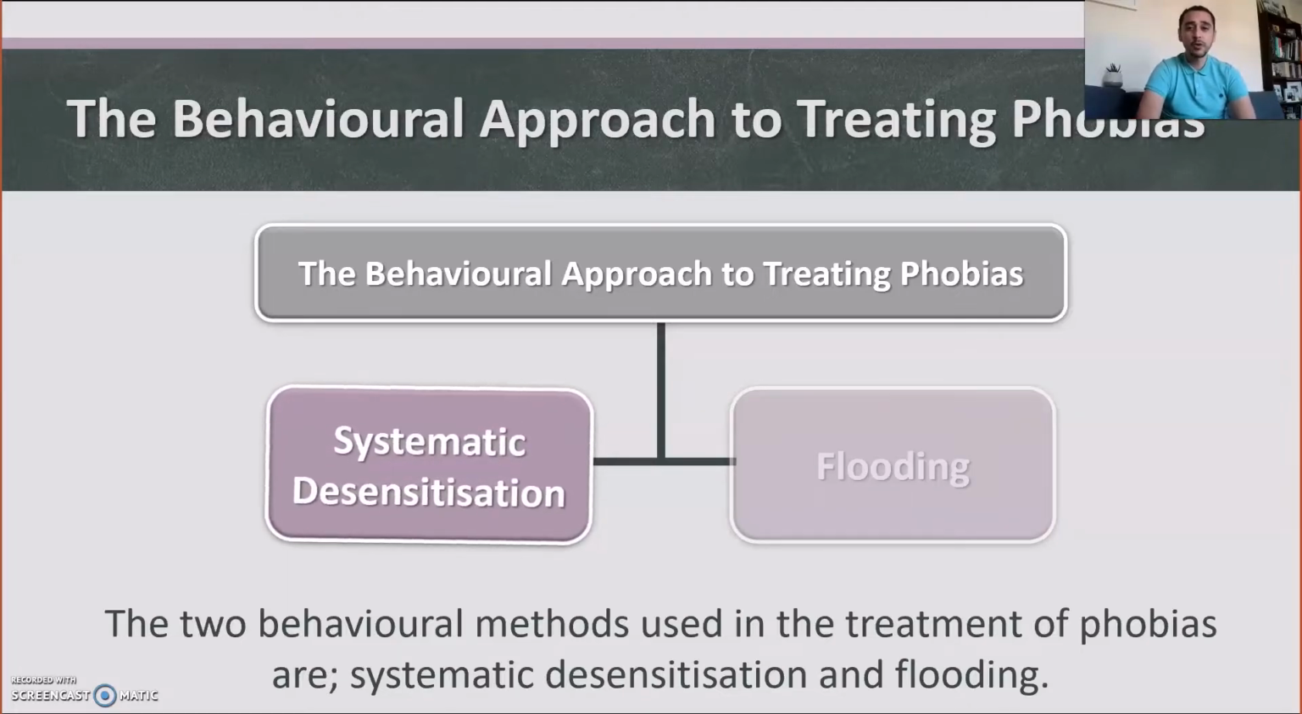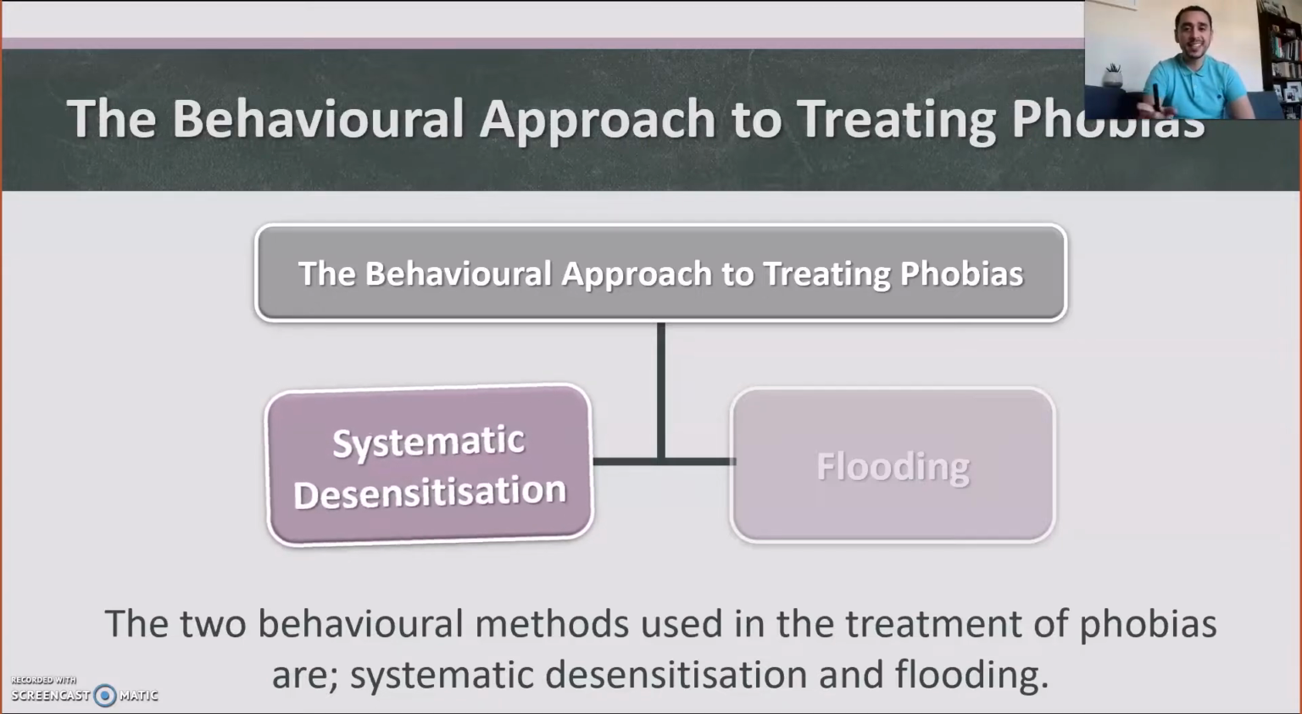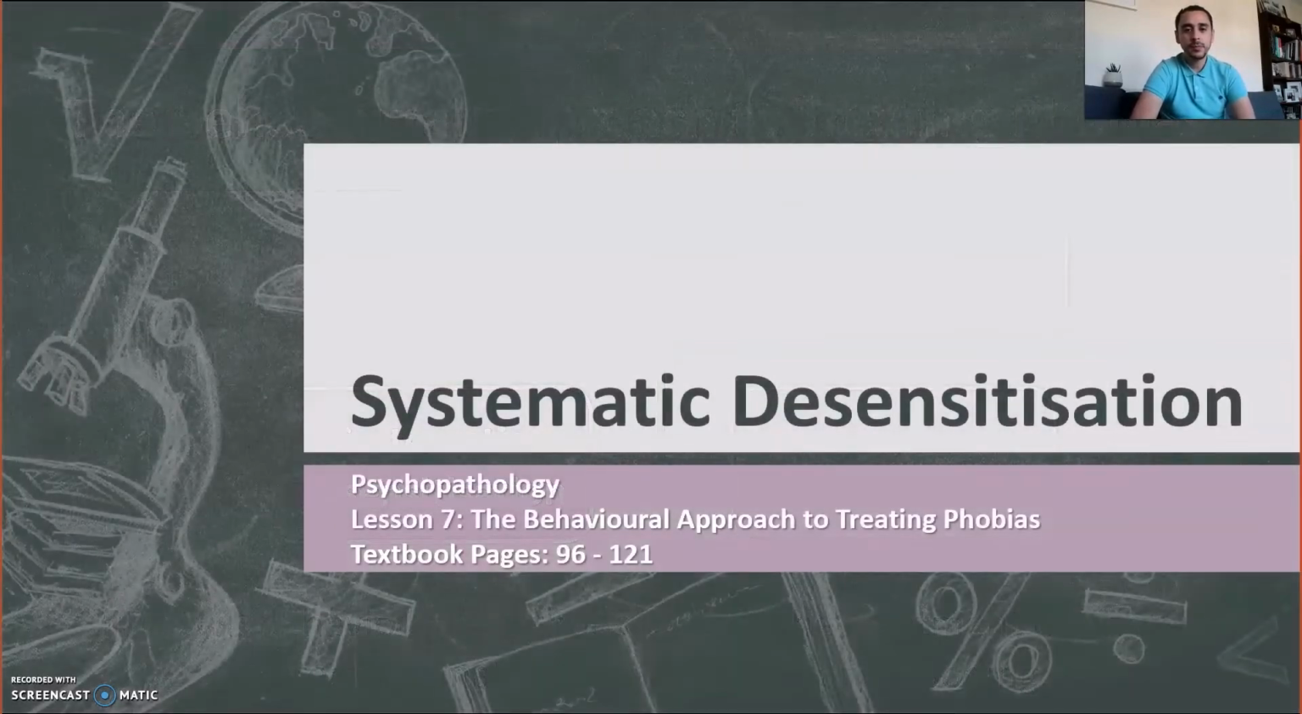In the exam, I would write systematic desensitization in full, first of all, and then brackets SD. And then from then on, just call it SD because it's just easier, so you don't have to write it multiple times. Systematic desensitization.